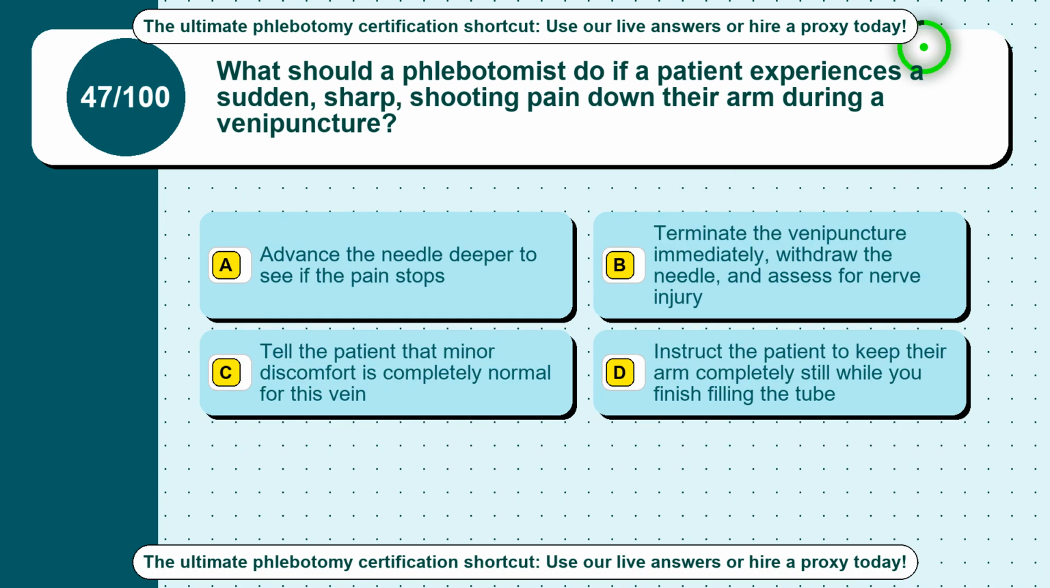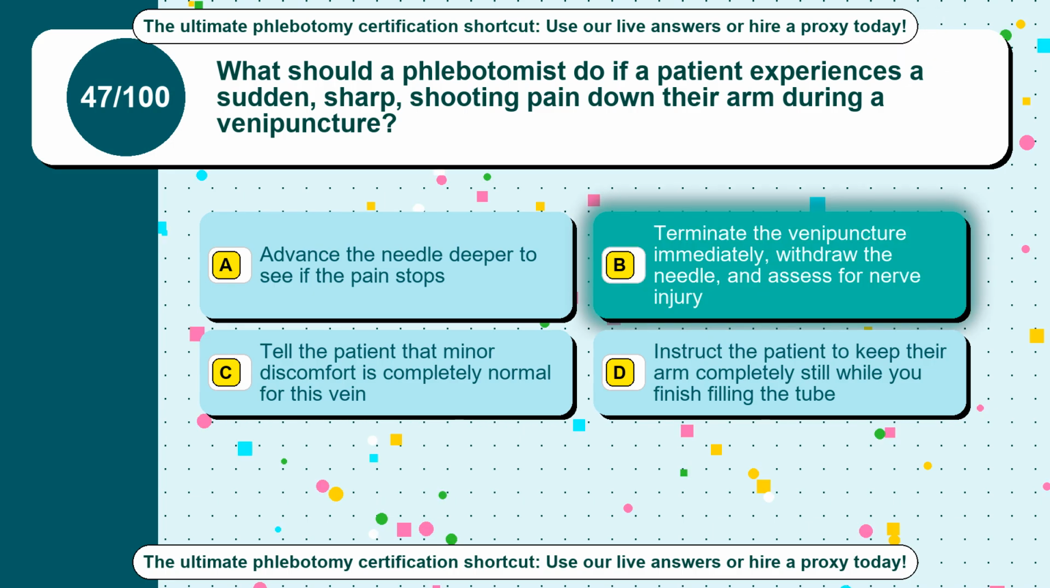Question 47. What should a phlebotomist do if a patient experiences a sudden, sharp, shooting pain down their arm during a venipuncture? Option A. Advance the needle deeper to see if the pain stops. Option B. Terminate the venipuncture immediately, withdraw the needle, and assess for nerve injury. Option C. Tell the patient that minor discomfort is completely normal for this vein. Option D. Instruct the patient to keep their arm completely still while you finish filling the tube. The correct answer is option B.